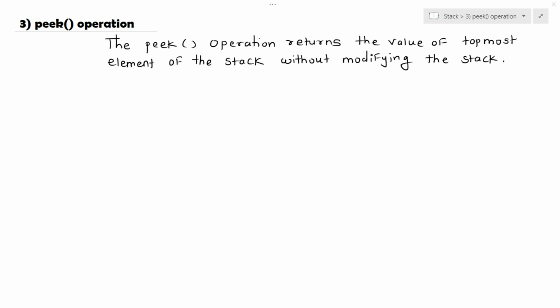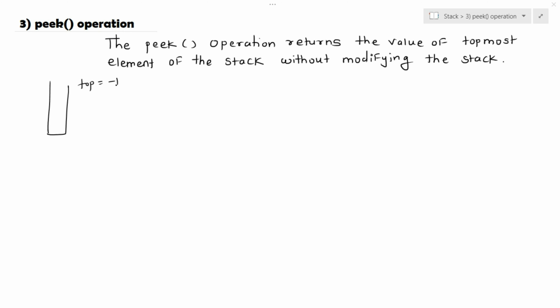We already discussed the memory representation of a stack. The stack is represented like this. Now the stack is empty, so the value of top is equal to -1. Top is a pointer which points to the topmost element of the stack, and insertion and removal can be performed from the same end, that is the top of the stack.